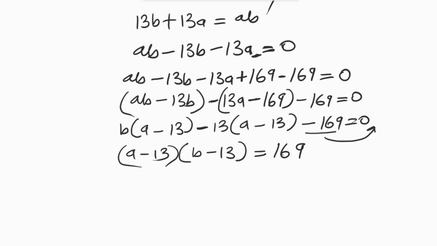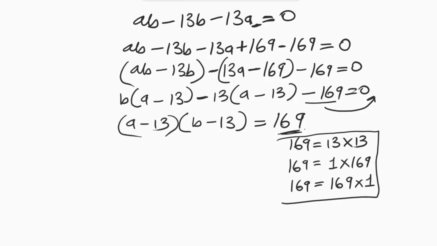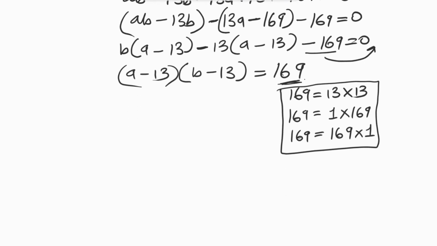So from here, what do we do next? We're trying to find the value of a and b. So let's break down 169. 169 is the same thing as 13 times 13. That's one possibility. 169 is the same thing as 1 times 169. And also 169 is the same thing as 169 times 1. So we have these three possibilities. Okay, so now let's start with the first possibility, possibility 1.